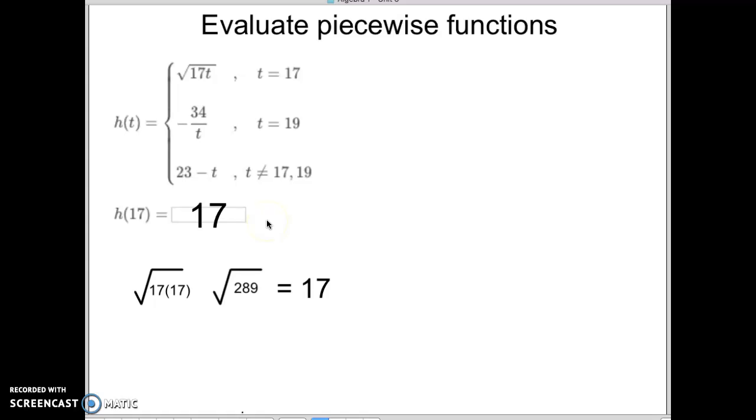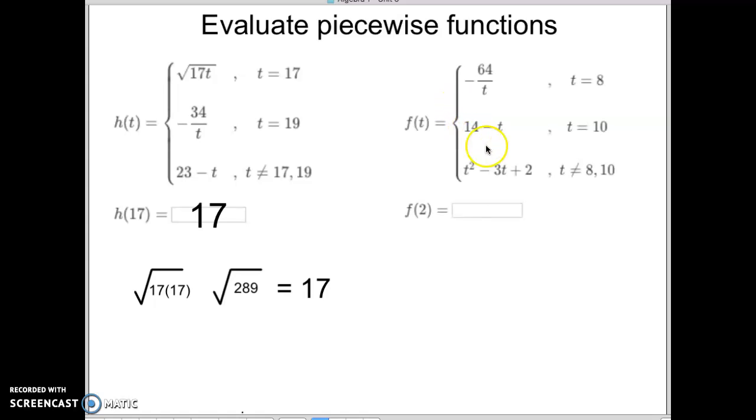Wait. Can you do that again, Mr. Anderson? I'm confused. Let's do one more. You're absolutely right. Let's do one more. So here we go. You'll notice that this says f of t. This says f of 2, meaning that t equals 2.